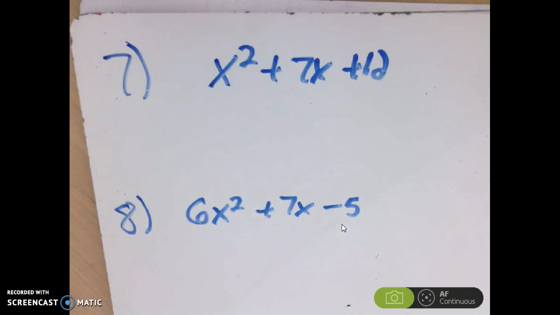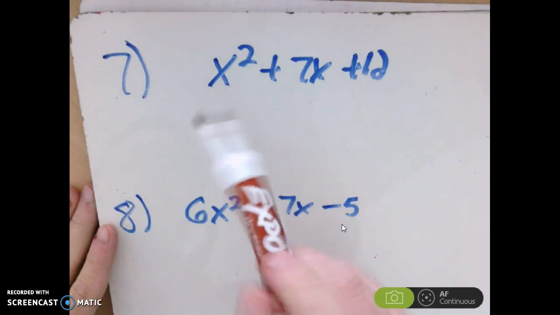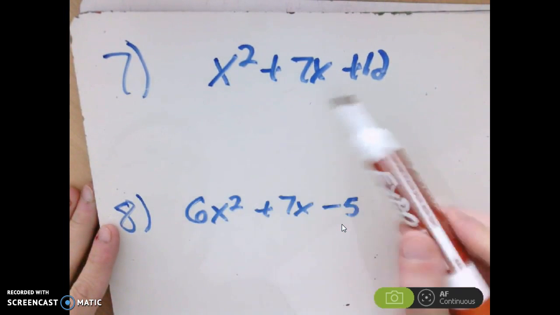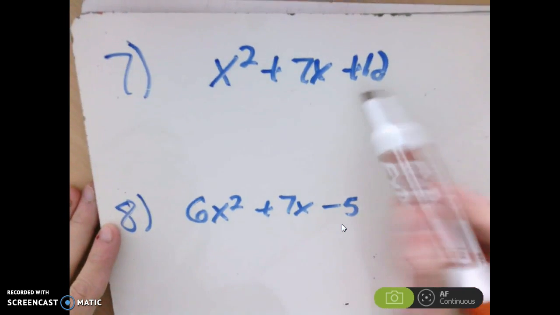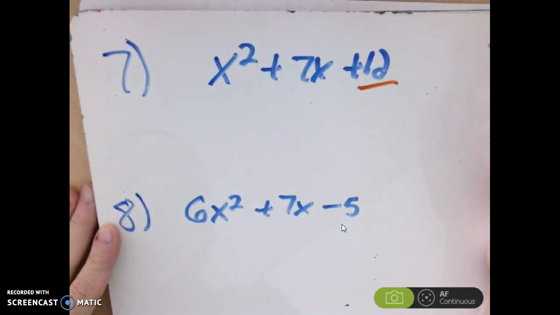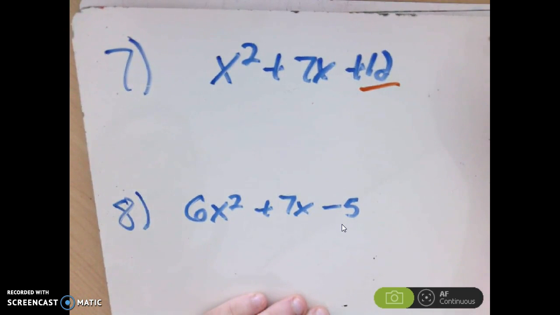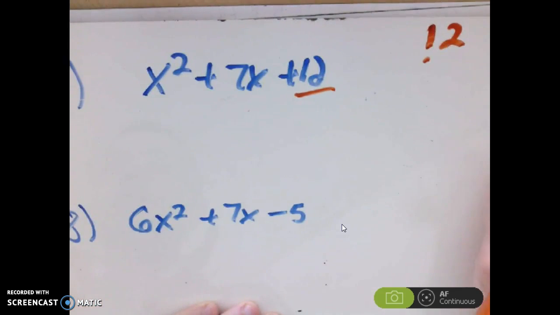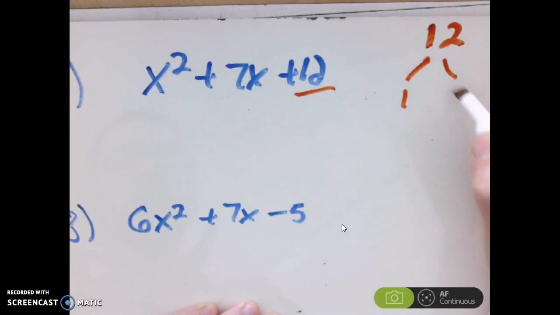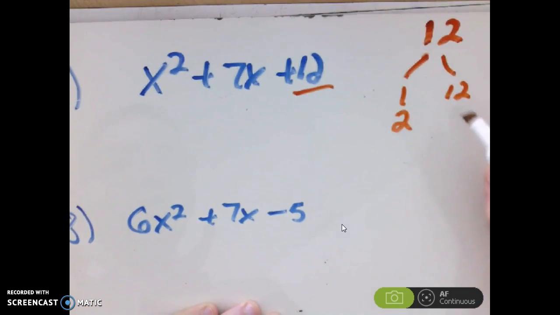Okay guys, welcome to example 7. This is something we've already done before: factoring trinomials. When we have a trinomial like x squared plus 7x plus 12, we look at this 12 and ask, what are factors of 12 that add up to 7? My factors of 12 are 1 and 12, 2 and 6, or 3 and 4.